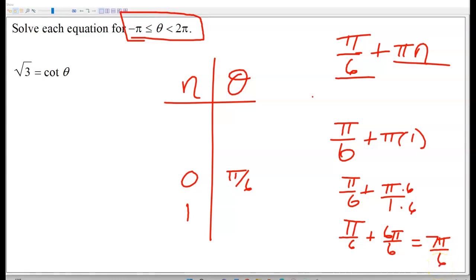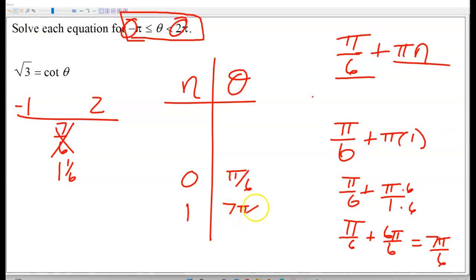So, is 7 pi over 6 between negative 1 and positive 2? Is 7 over 6 in between those two numbers? 6 goes into 7 one time with 1 left over. So, is 1 and 1/6 between negative 1 and 2? And I say yes, it is. And so that's a good answer. We'll keep that one. Let's go ahead and plug in 2 and see if that fits.